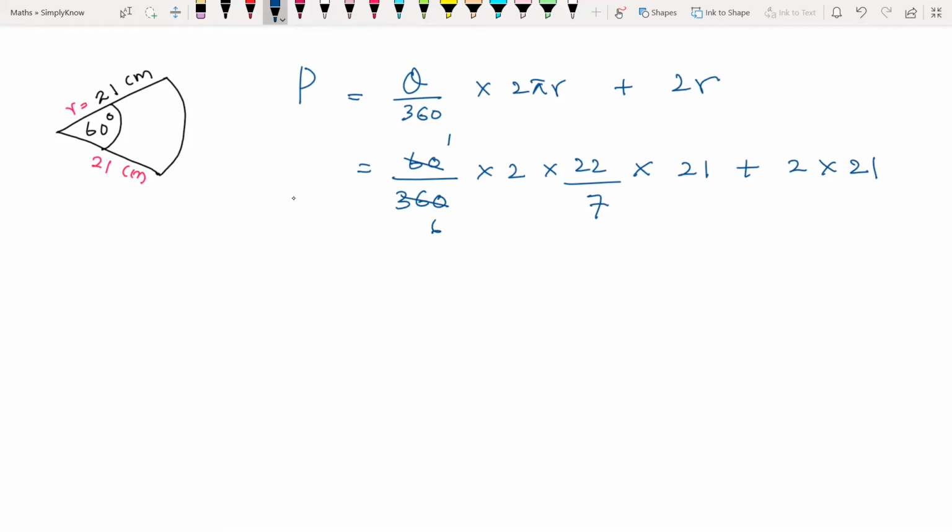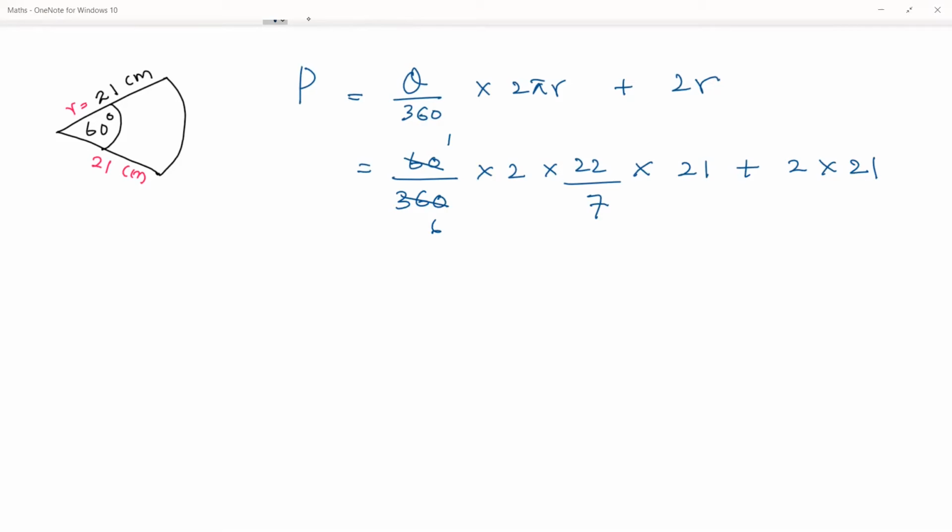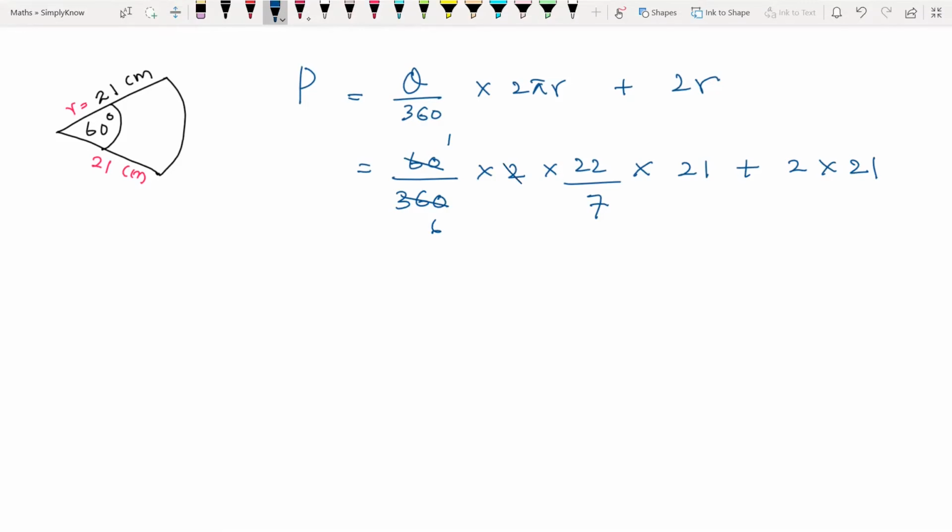And then this 2 and 6 we can simplify. 2 times 3 is 6. So 2 divided by 2 is 1. 6 divided by 2 is 3. And then this 7 and 21. 7 divided by 7 is 1. 21 divided by 7 is 3. And these 2 3's we can cancel.